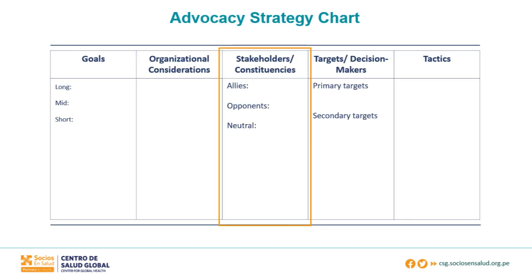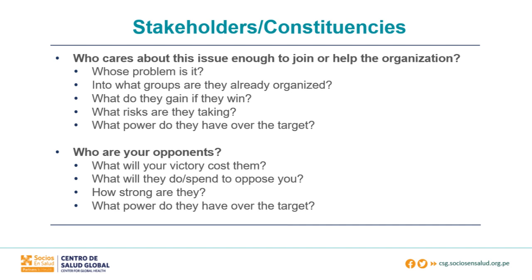The next category is constituencies or stakeholders. And here you'll really be asking questions about who cares about the issue enough to join and help, to be part of your coalition, be a part of the problem you're trying to solve. So a number of important questions to consider in doing this. And then equally as important is understanding who your opponents are, and what they care about, and where it is going to be costly for them. And that's ultimately going to determine the tactics you use as well.